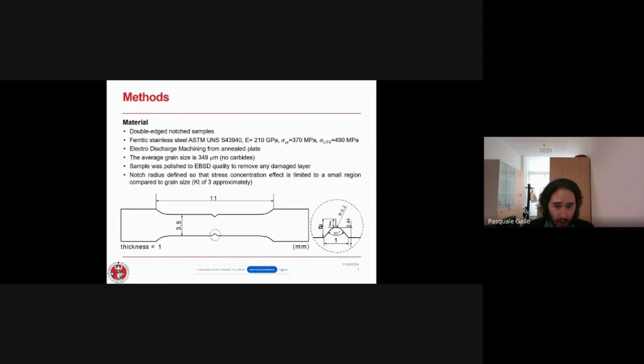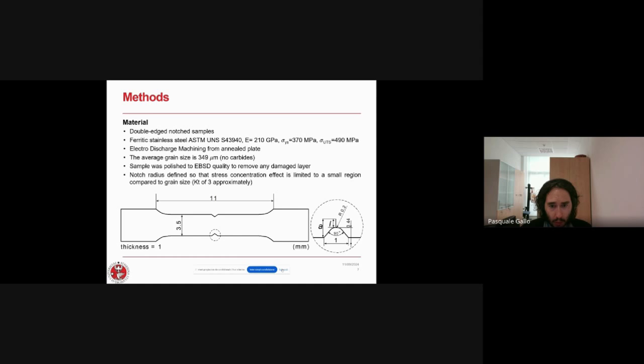For the method, we start from experimental tests, of course, and we realized the double-edged notch samples you see here in the picture. We are talking about quite small samples, one millimeter thick, made of ferritic stainless steel with the mechanical properties you see there in the slide. They were made via electrodischarge machining from an annealed plate, and the annealing process gave us an average grain size of 349 micrometers, so a little bit larger than usual.